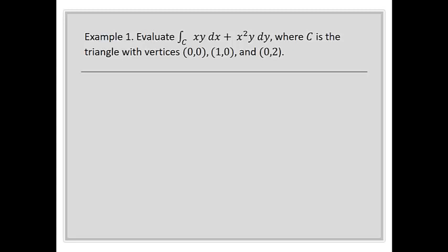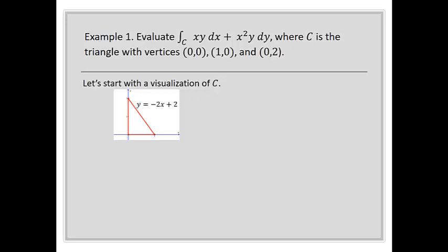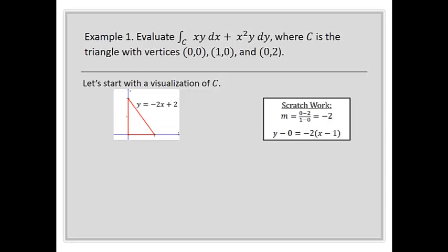Let's first evaluate the line integral of xy dx plus x squared y dy, where C is a triangle with vertices (0, 0), (1, 0), and (0, 2). Let's start with a visualization of C. So we have a triangle with vertices at (0, 0), (1, 0), and (0, 2). It'll be helpful momentarily to find the equation of the line connecting (1, 0) and (0, 2). And that's the line y equals negative 2x plus 2. Here's the scratch work for that if you're curious.